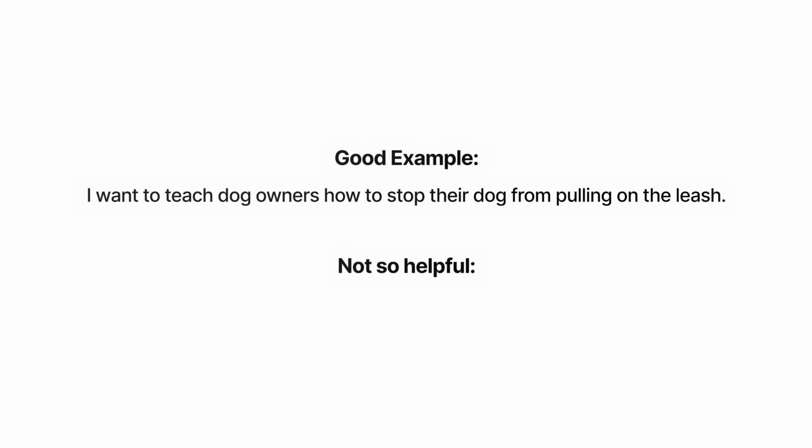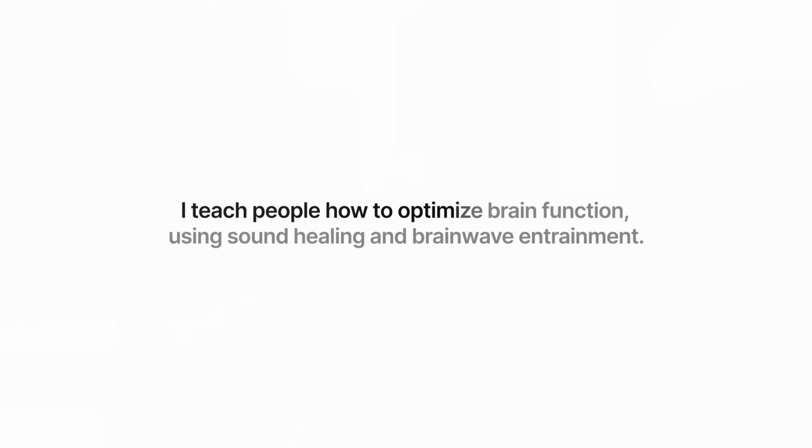Not so helpful and not a great input: I want to teach people how to be happier. That's way too general. So the more specific, the better. Anna didn't just say, I want to teach people about neuroscience. She got specific. I teach people how to optimize brain function using sound healing and brainwave entrainment. That level of specificity is what makes the Ideal Client Decoder so powerful.